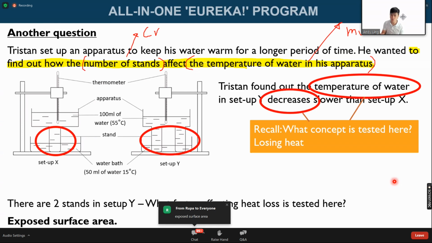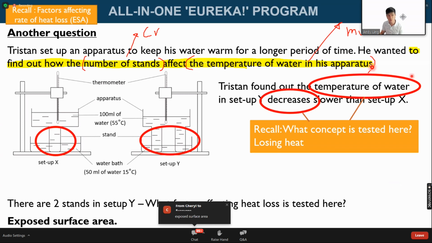Yeah, very good, Sun Fu, Chen Yang. All right, parents, take note. Exposed surface area is important here. So now we are fully done with the recall. This is the recall portion: factors affecting the rate of heat loss, exposed surface area. Parents, please type out exposed surface area if you can. Thank you very much.